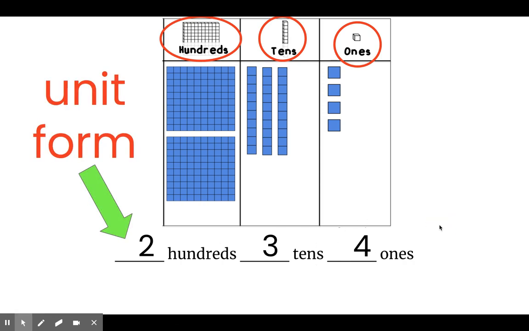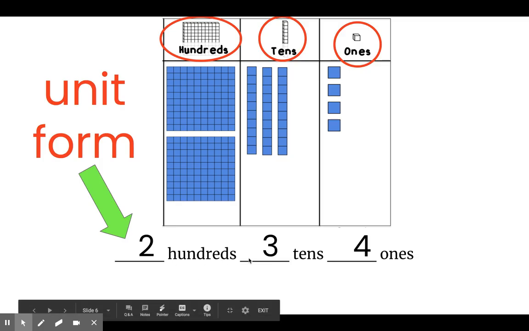When we write the number like this, we call this unit form. We're writing it, expanding it to include the name of the unit. 2 hundreds, that's the unit. 3 tens, that's the unit. 4 ones, that's the unit. We call this unit form.